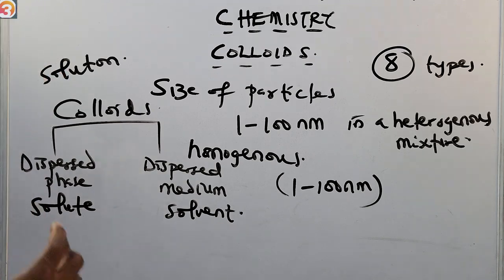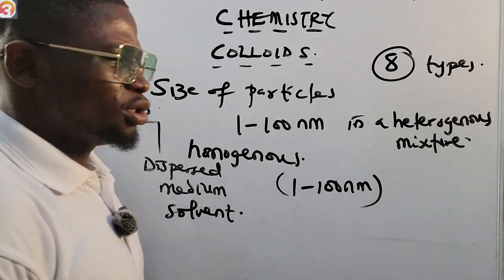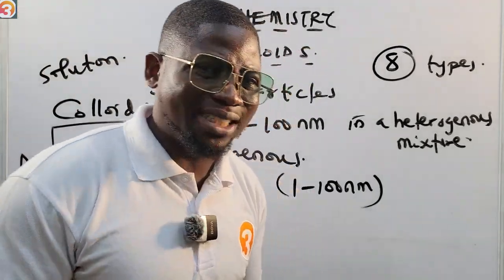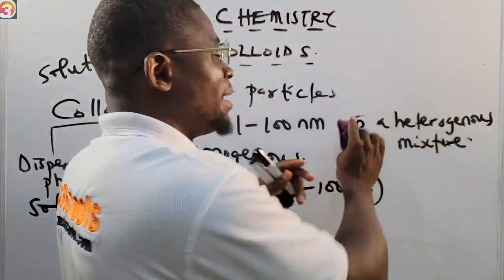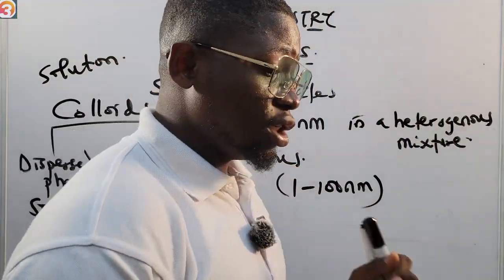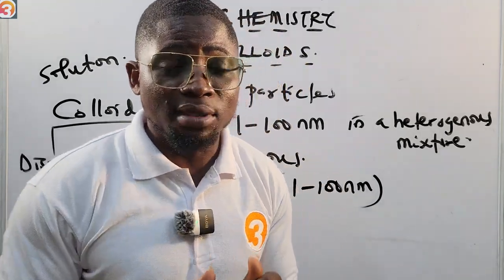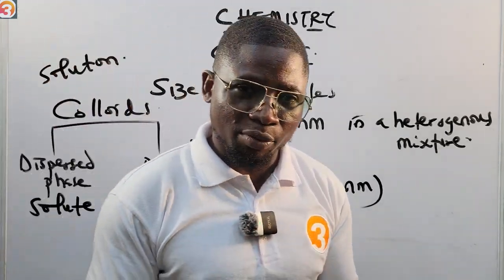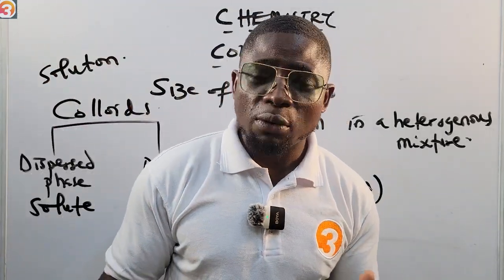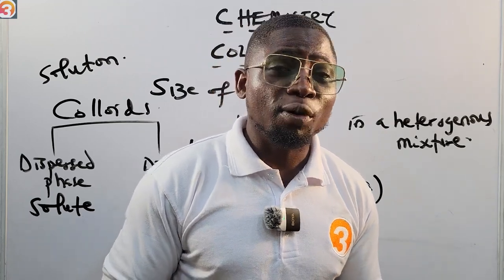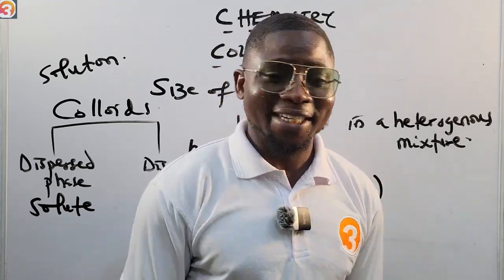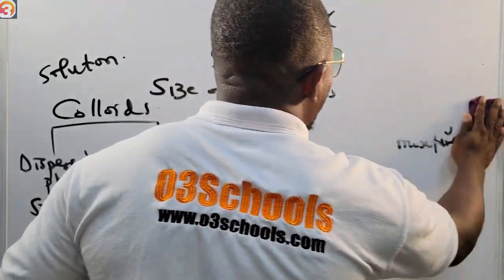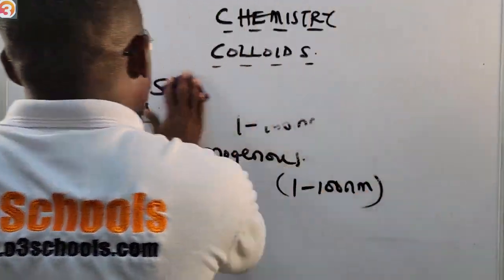Now, like I said, there are 8 types of colloidal solutions we are going to look at. So let's quickly take a swipe at those 8 types. It is expected that as a chemistry student, you know all the 8 types and know examples under them, because questions come out a lot under colloids. So make sure that you are truly grounded in chemistry.